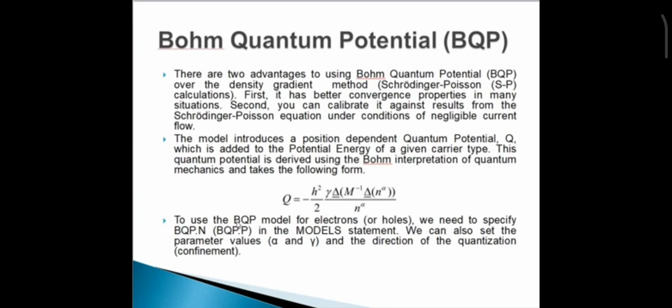To use the BQP model for electrons or holes, we need to specify BQP.N or BQP.P, BQP.N for electrons and BQP.P for holes, in the model statement. We can also set the parameter values alpha and gamma and the direction of the quantization, or we can say confinement. It is important.